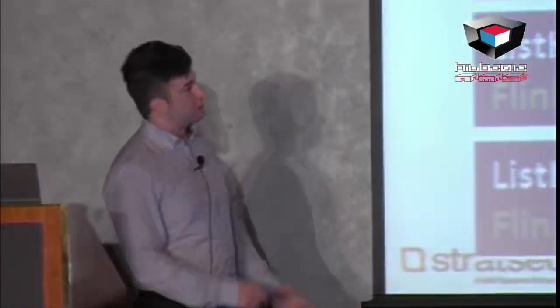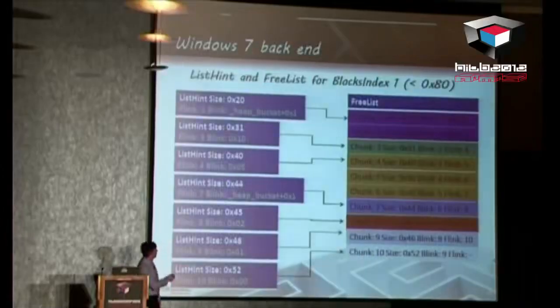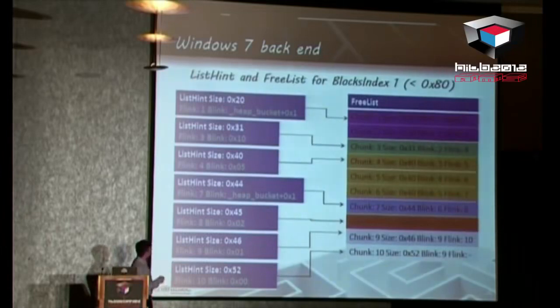So this is the back end. I'm going to show you a bit of a diagram here because it's easier to explain. The colors here represent the sizes. You can have multiple chunks of the same size, but the bin or the list hint here only points to the first chunk of that particular size. It has a B-link value, but the B-link is not a pointer like it used to be in the old heap. The B-link is actually a counter that increments and decrements based on the number of allocations or frees.